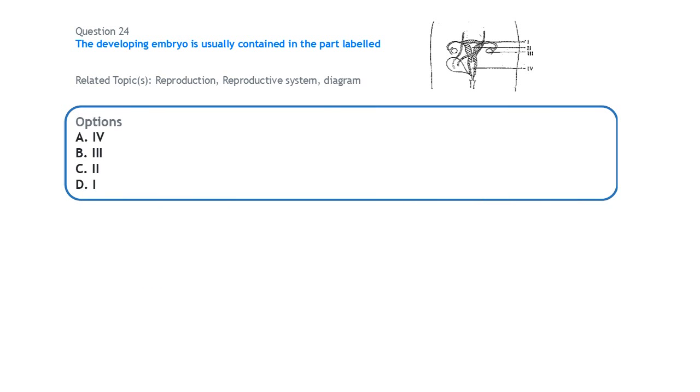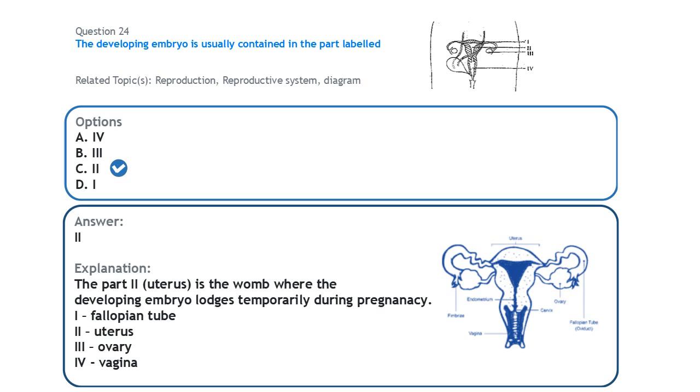Next, on reproduction, the developing embryo is usually contained in the part labeled II. The part labeled II is the womb or the uterus, which holds the embryo during pregnancy. The part labeled I is the fallopian tube. The part labeled III is the ovary, where the egg cells are produced in the female, while the IV here is the extension of the vagina.